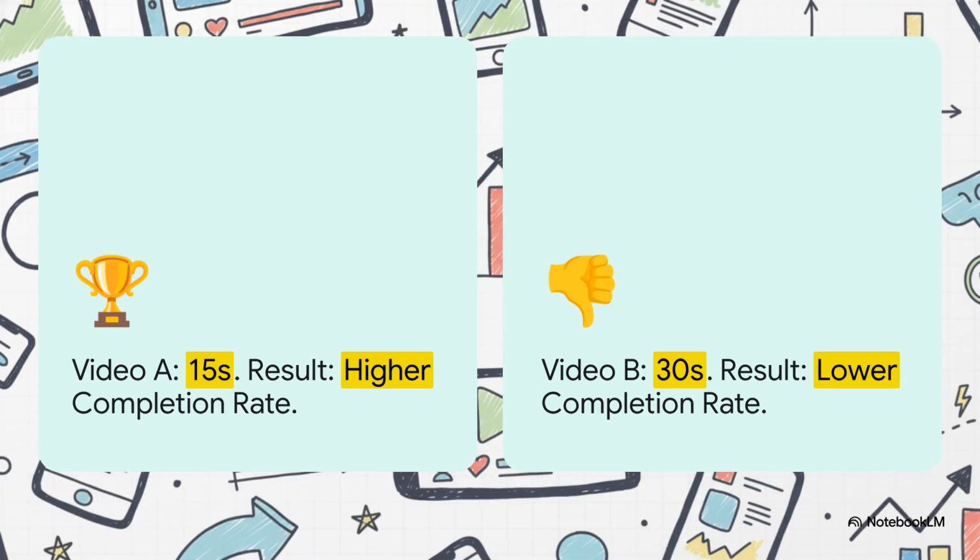So let me show you a real-world example. Let's say you're testing video length. Video A is a super quick, punchy 15-second clip. Video B is a more detailed 30-second version of that same idea. You post both. After a few days, you check your analytics, and you see that video A has a way higher completion rate. Boom. The data just handed you a clear winner.